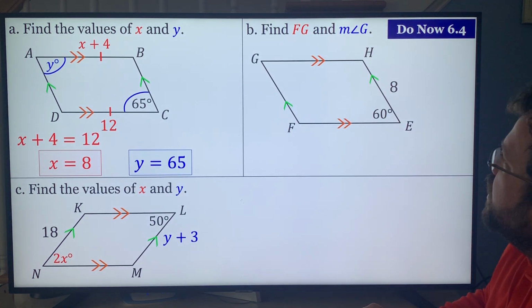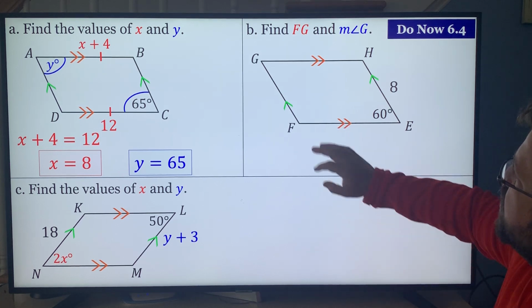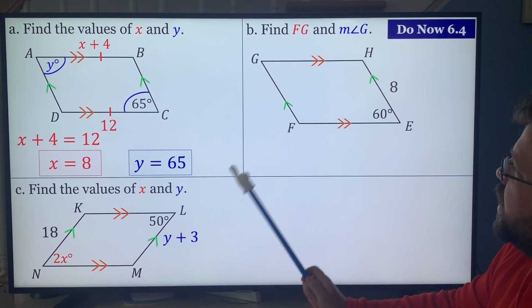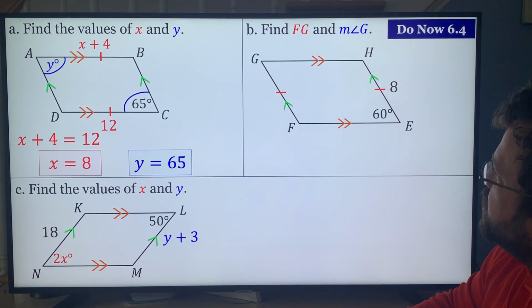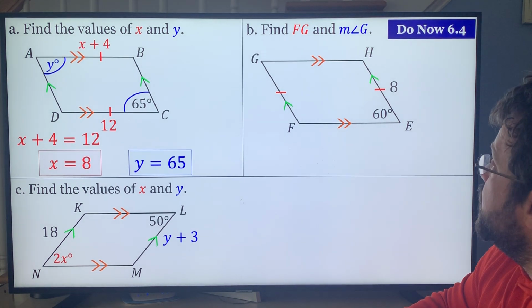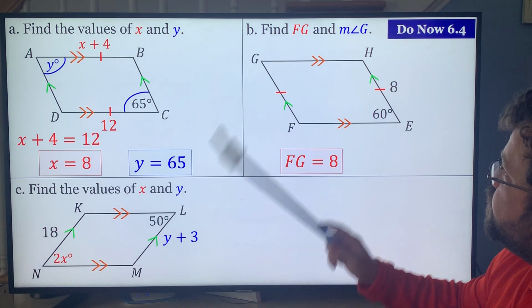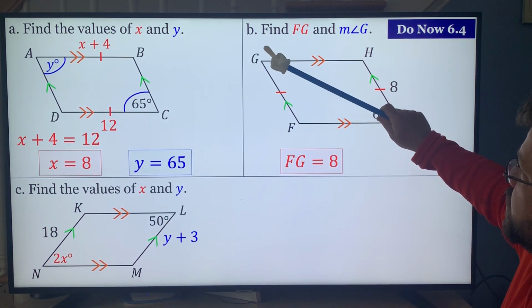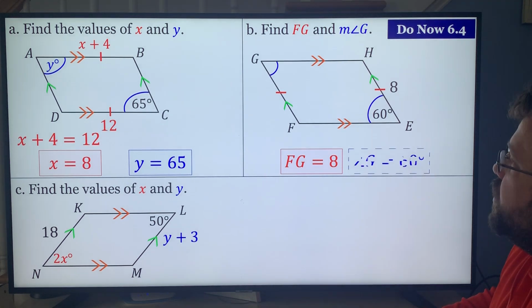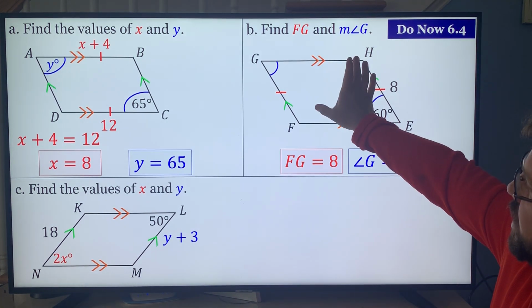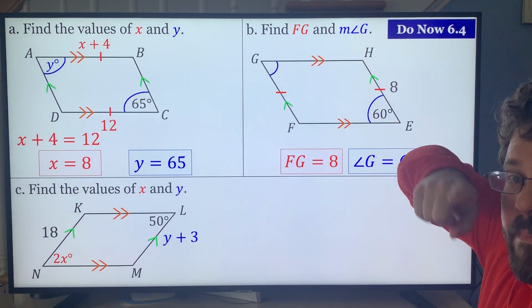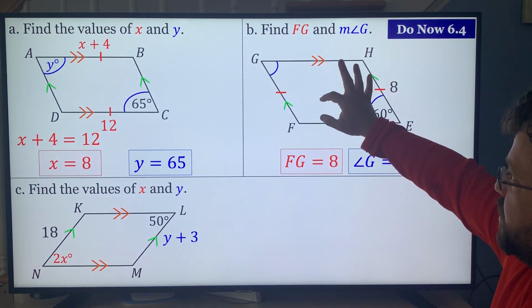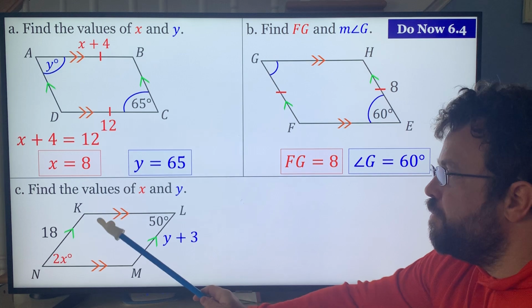Problem number B. All right, let's see, is this a parallelogram? Parallel opposite sides, very good. So find FG. FG is across from HE, so those are the two sides that are congruent, and they both equal 8. Angle G is directly across from angle 60, so they're both equal, so it's 60. If I asked you to find H or F, they'd be what? They'd be supplementary, so I'd do 180 minus 60 to find these two. They would both be 120.